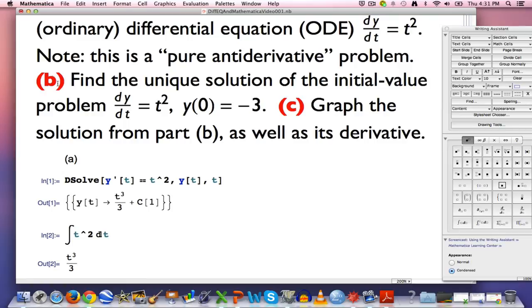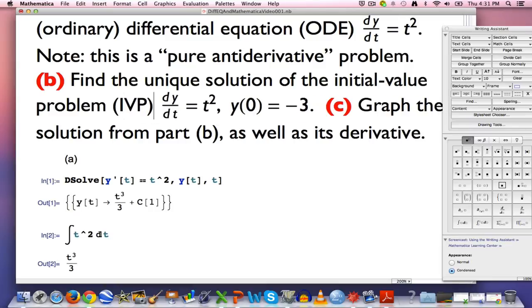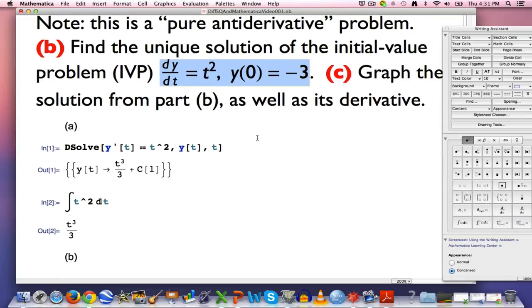Part B is an initial value problem. That's what it's called, or IVP for short. I'll add that in here. We're not only considering the differential equation, dy dt equals t squared, but we're also considering what's called an initial condition, y of 0 equals negative 3. We want the unique solution to this initial value problem to also go through the point whose coordinates are t equals 0, y equals negative 3.